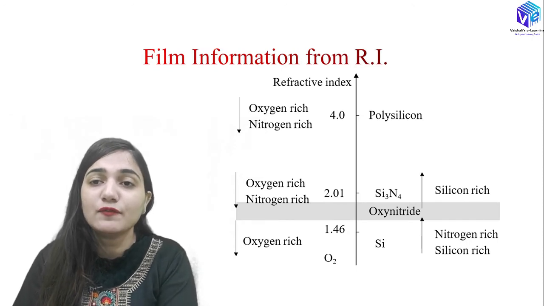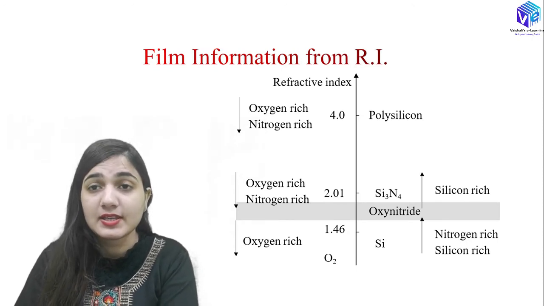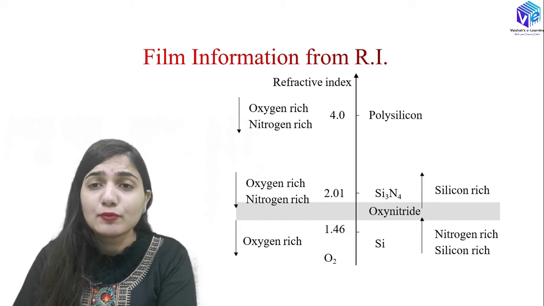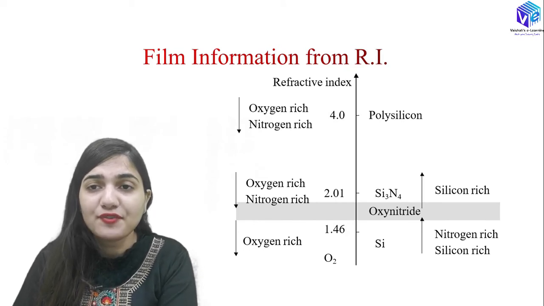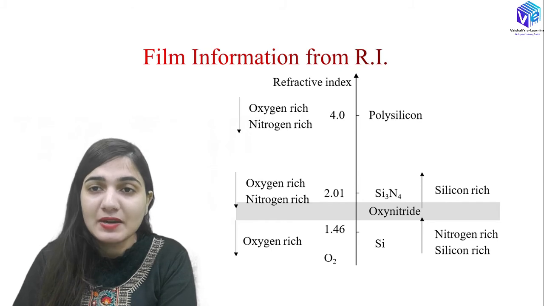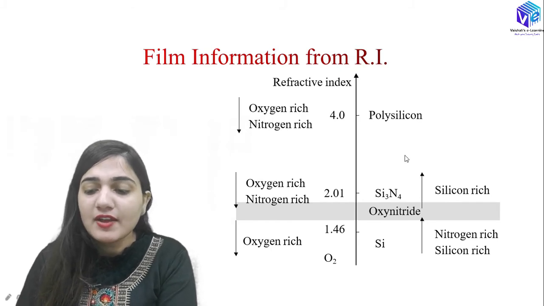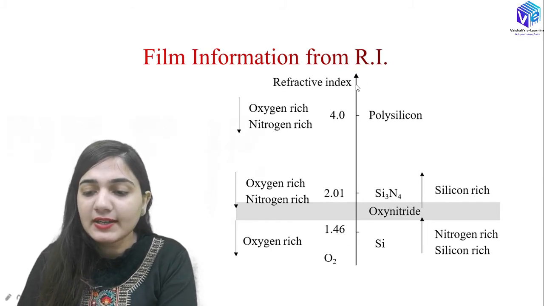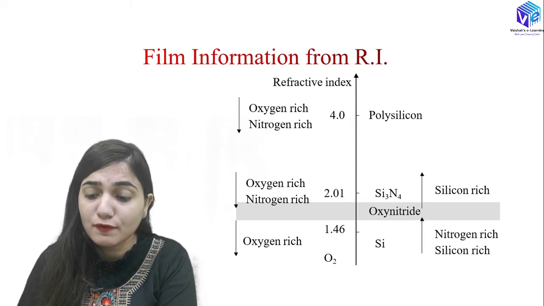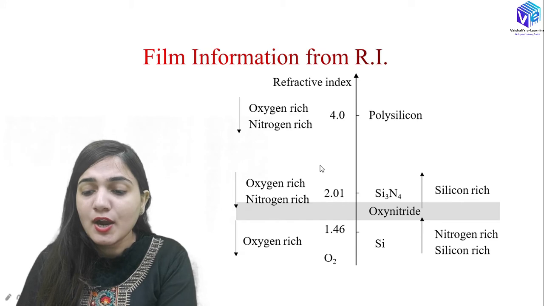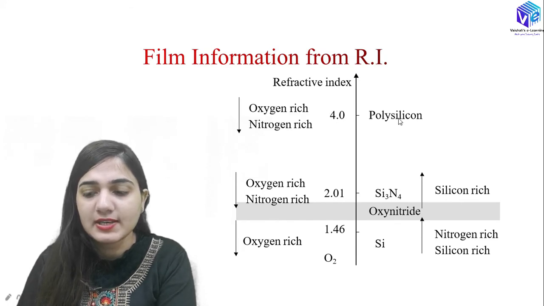And now coming to the information from the refractive index, what all inferences I am going to derive from the value of the refractive index. This is a very important thing that we must know. If I have the increment in the refractive index, you can see the refractive index is 1.46 here for the silicon dioxide, 2.01 here for the silicon nitride, 4.0 for the polysilicon.